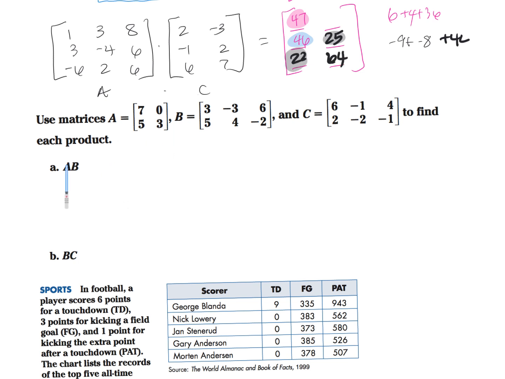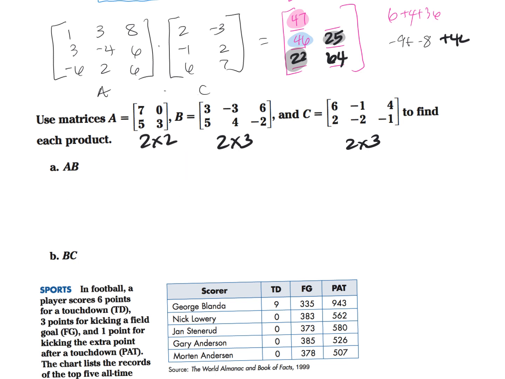Here we go. What's A's dimensions here? This is a what by what? 2 by 2. What about B? Always have to go horizontal, then vertical. So it would be a what? 2 by 3. And what about C? C is a 2 by 3 as well. Very good.